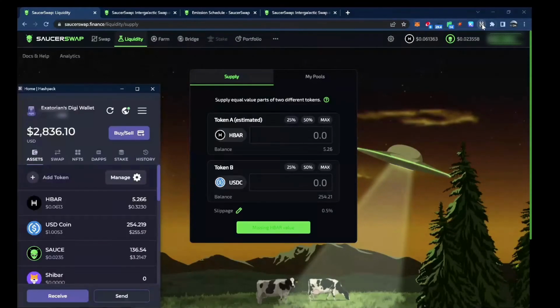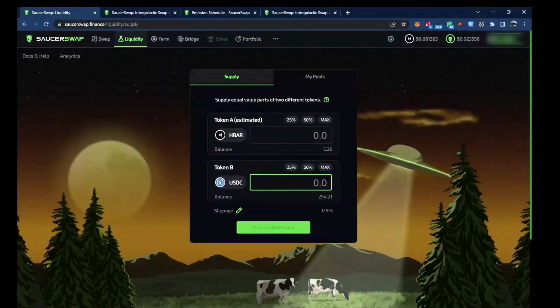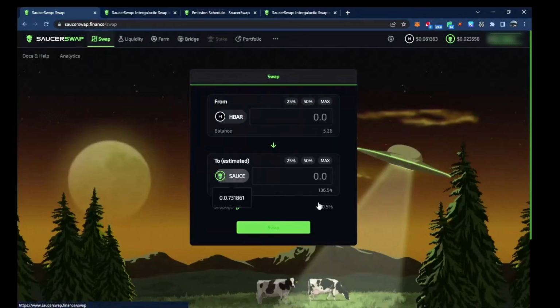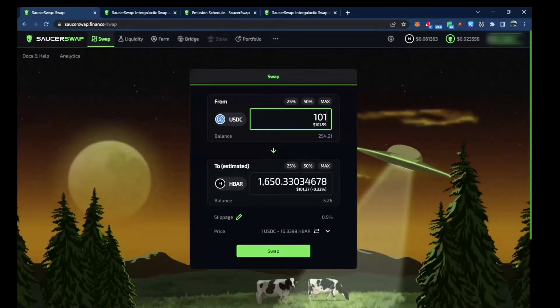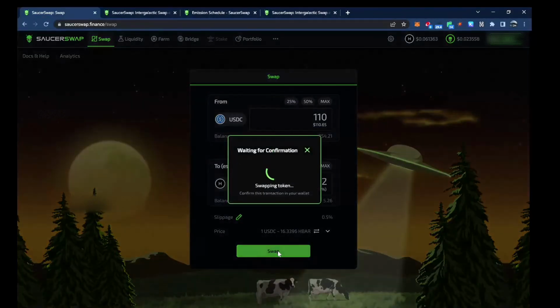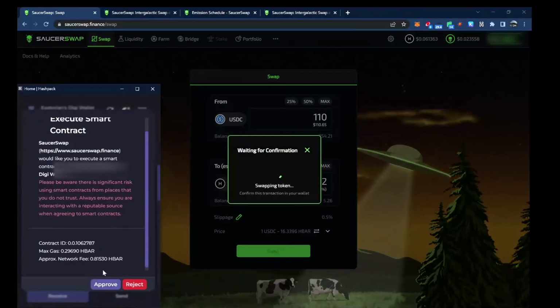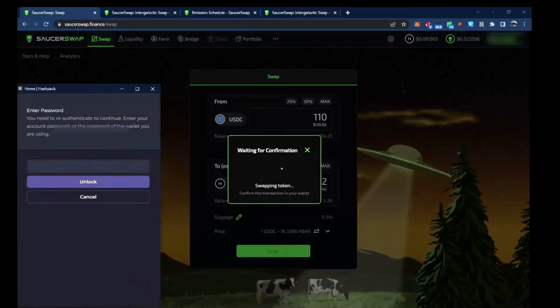Let's go and bring up my wallet. I currently have no HBAR, so I'll just do like 100. Actually, I forgot to swap first. So just quickly swap some USDC. Let's go 110. So let's hit swap. As per usual, just review the transaction.